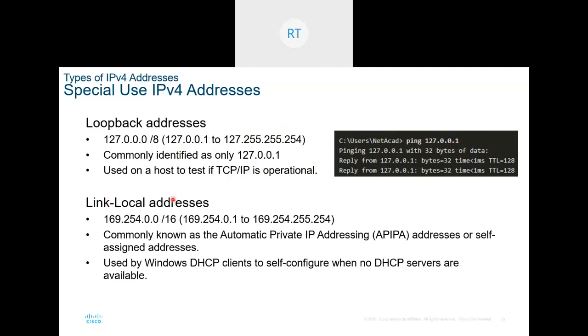There's also what is called a link local address. This is also known as an automatic private IP address or a self-assigned address. Sometimes, if you've ever checked on your computer, it's not able to reach the DHCP server. Usually, it assigns an address in this range. That is known as a link local address.